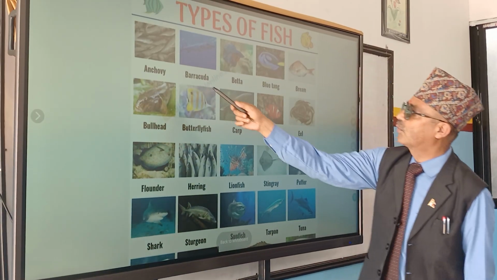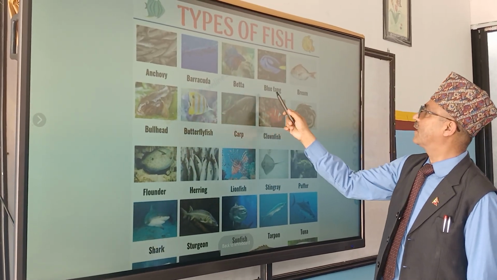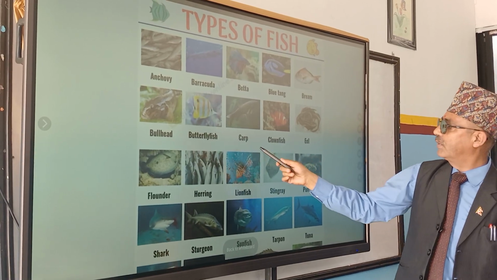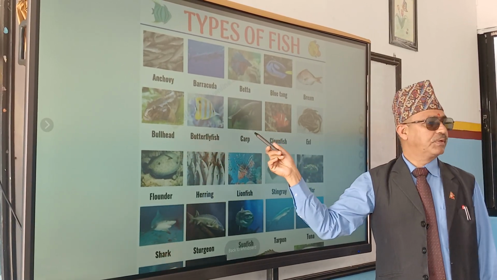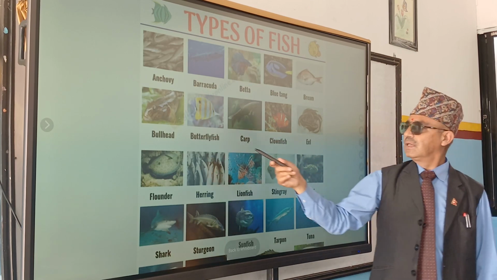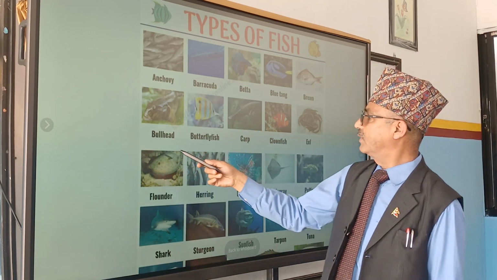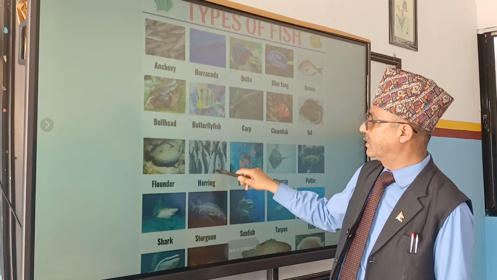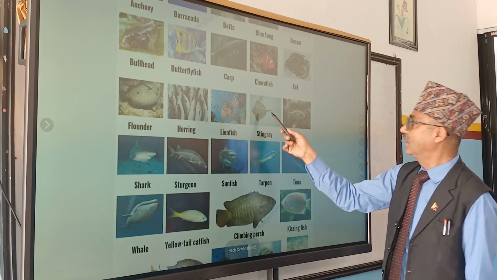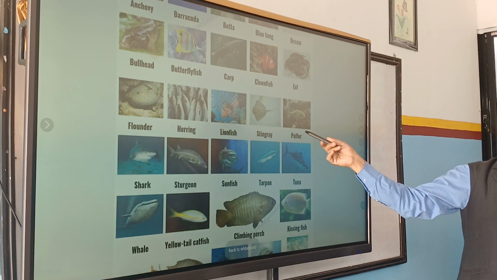Here you have anchovy, barracuda, betta, blue tang, shrimp, eel, clownfish, carp. Carp also has different types: big-eared carp, common carp, grass carp. Butterfly fish, bullhead fish, swordfish also, clownfish, herring, lionfish, stingray. Stingray is a very dangerous one.